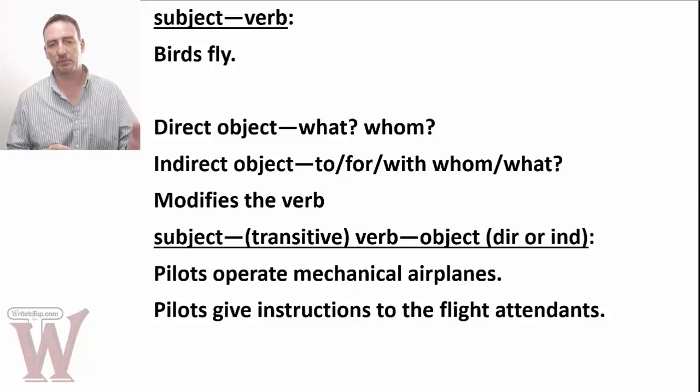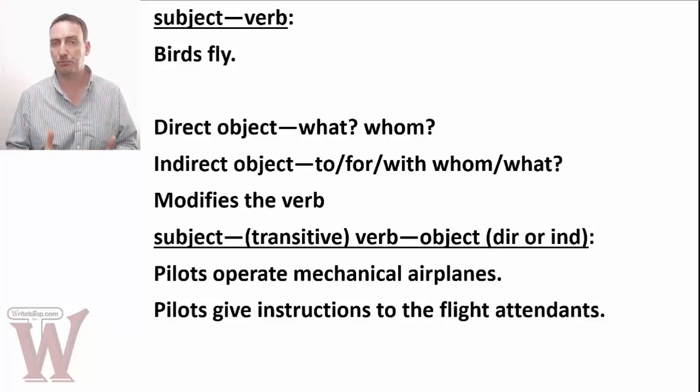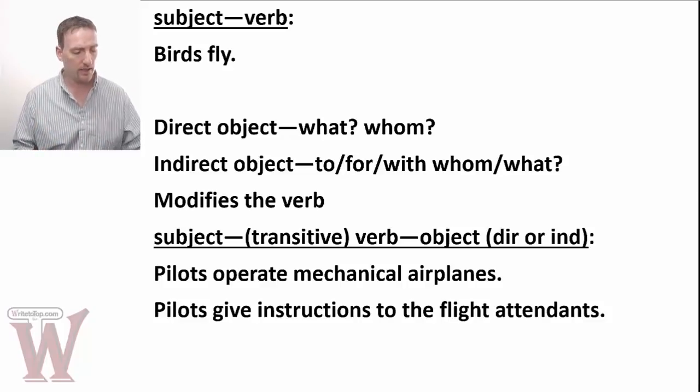Pilots give. So subject, pilots, give, verb, give what? Instructions. To whom? To the flight attendants. You have a direct object, you have an indirect object. And the full complete predicate is give instructions to the flight attendants. You need all of this information about the pilots to have the complete sentence and the complete clause, as the case may be. Now, you can add other things to the beginning or end and change the meaning, but this is your subject predicate construction that is necessary to convey the message you're trying to convey, okay?